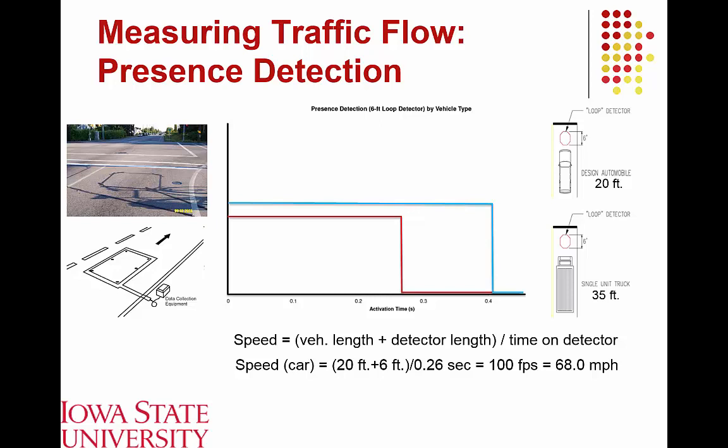And as I alluded to, we see the same speed for the truck, and so we'll just see a proportional difference here. We've got a 35-foot vehicle. The detector is now activated for 0.41 seconds, and we arrive at the same 68 mile per hour speed. And so this is how presence detection works.